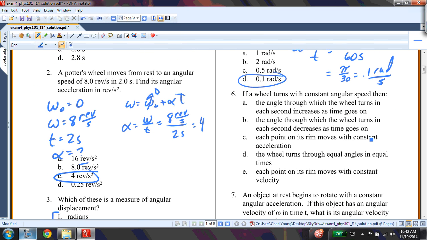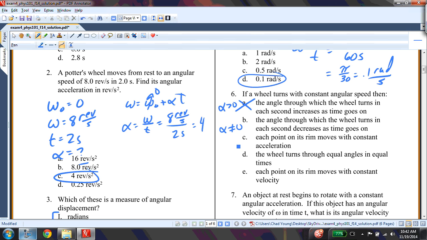If a wheel turns with constant angular speed, then which of these is true? The angle through which the wheel turns in each second increases as time goes on. That's not true. In order for that to occur, we have to have alpha greater than 0. The angle through which the wheel turns in each second decreases as time goes on. Likewise, that's not true. Alpha cannot be 0 in that case.